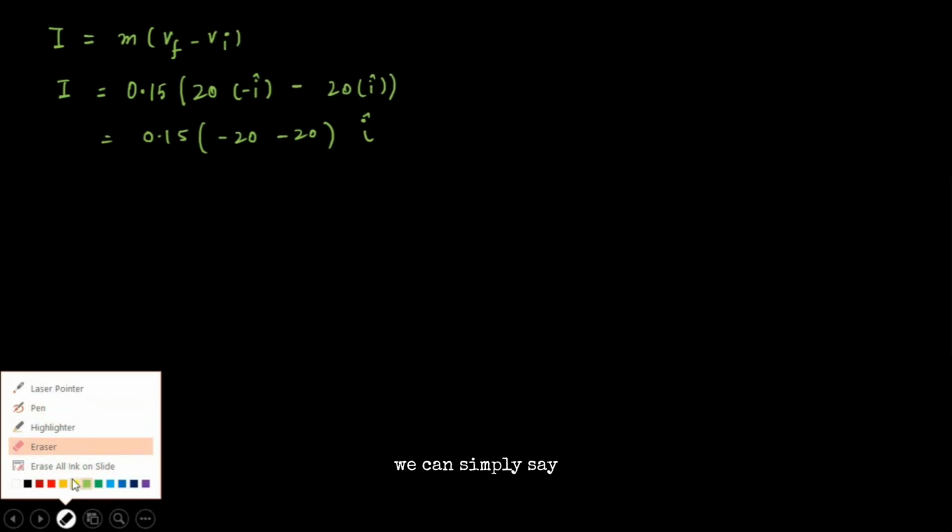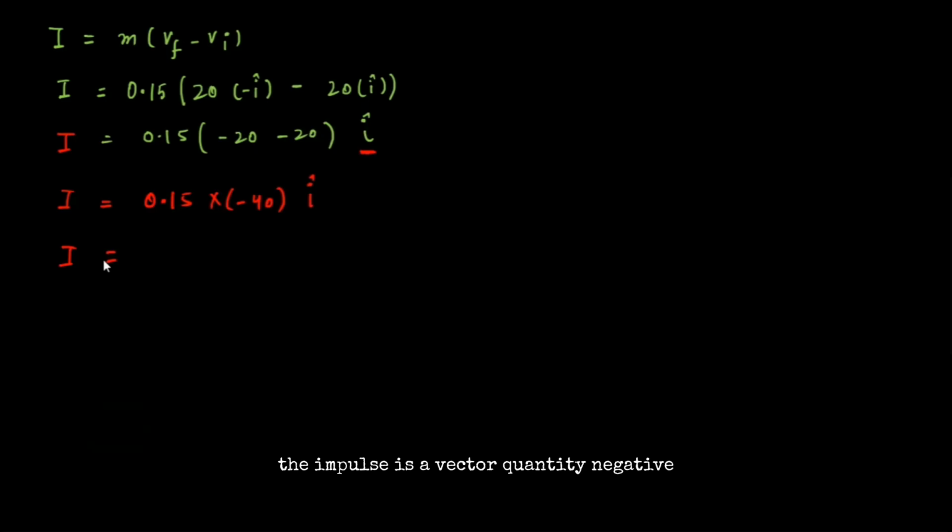So we can simply say that impulse must be having the negative I cap direction initially. Once we solve this, it is 0.15 times minus 40 I cap. The impulse is a vector quantity. The negative sign doesn't make any sense for the magnitude.